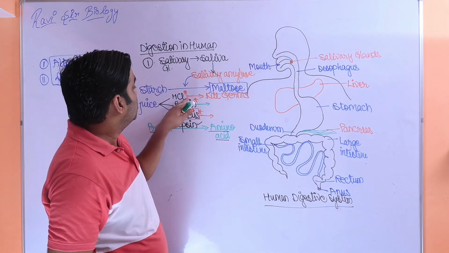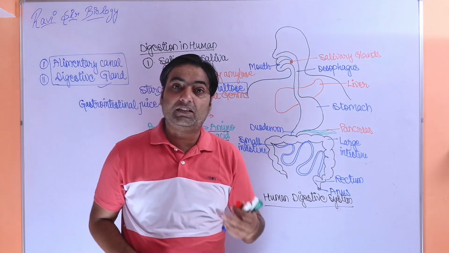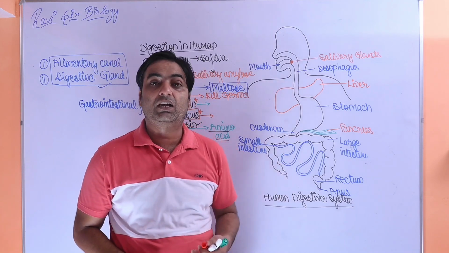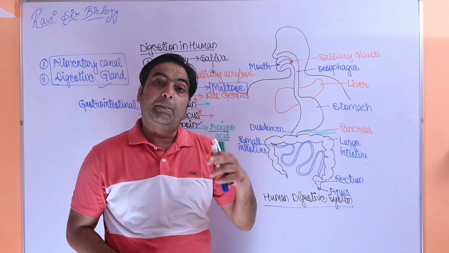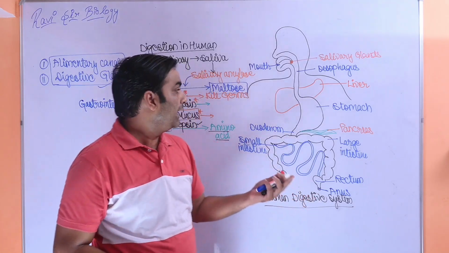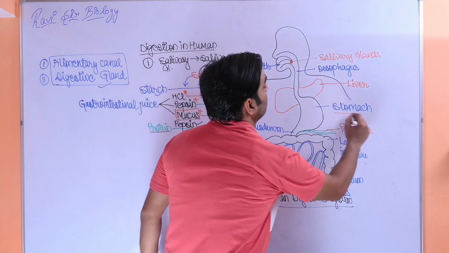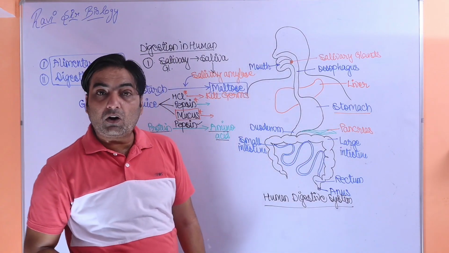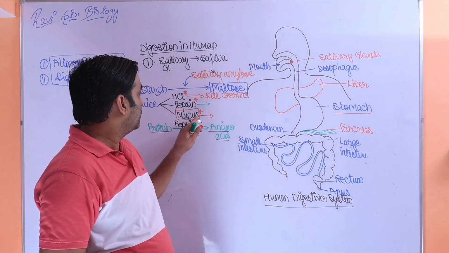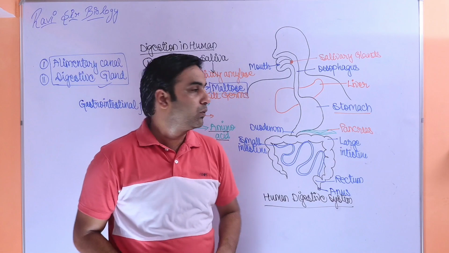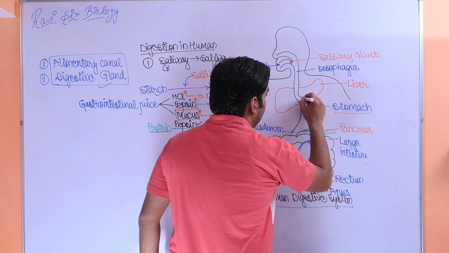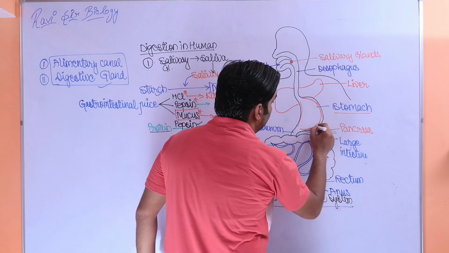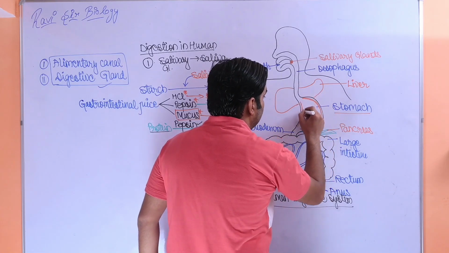So the HCl, hydrochloric acid, is present in the stomach. It can kill the microbes present in the food, but it can also harm if it touches the wall of the stomach. So the stomach wall can be harmed by the action of HCl. Therefore, a protective layer is present. The protective layer I have made with the red color marker so that you can understand.